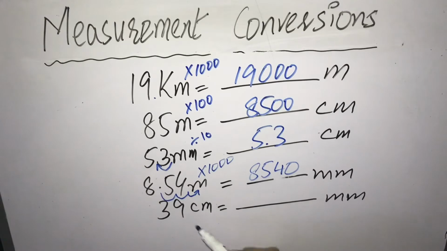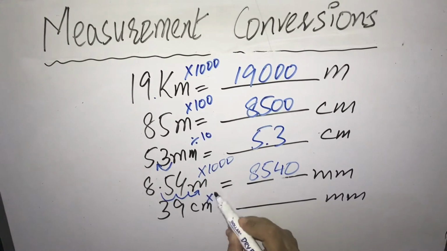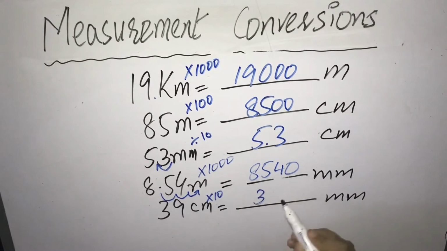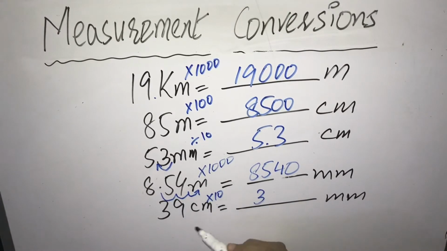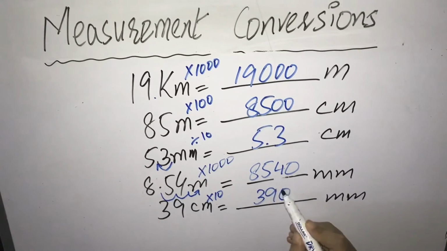39 centimeter to millimeter, going towards a smaller unit, so we shall multiply it with 10, and the answer will be, as the relationship of 10, millimeter is smaller, centimeter is bigger, so our answer will be 390.